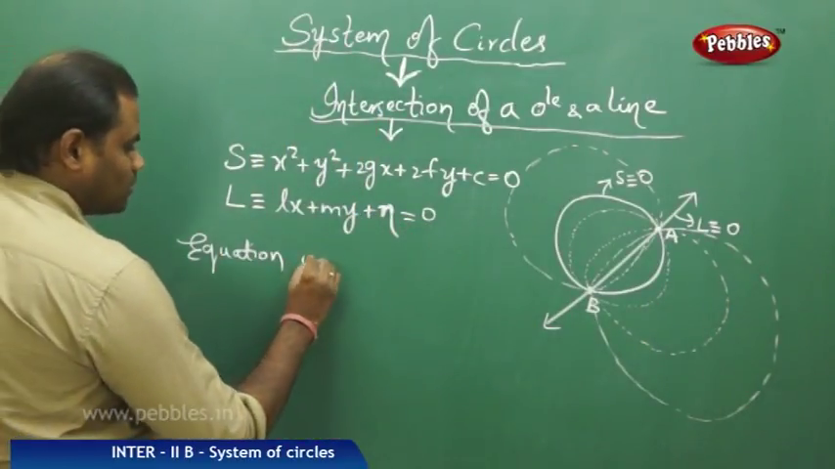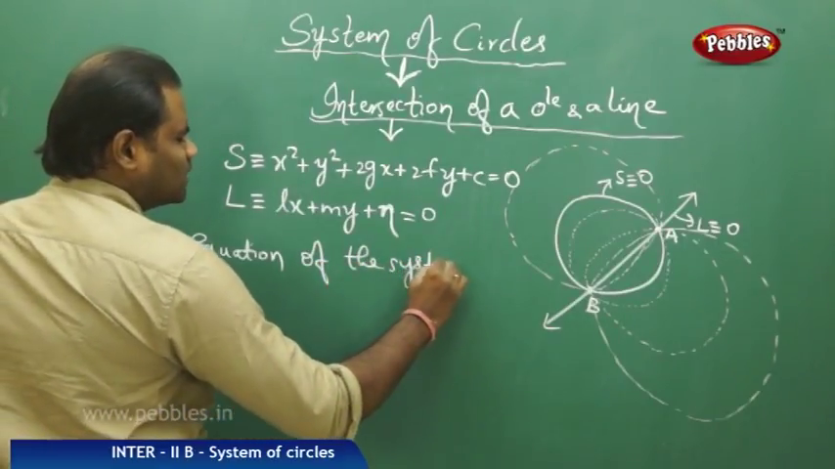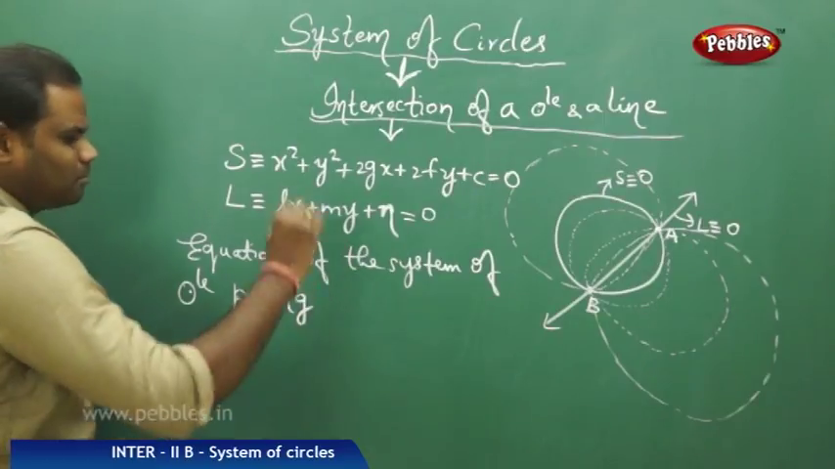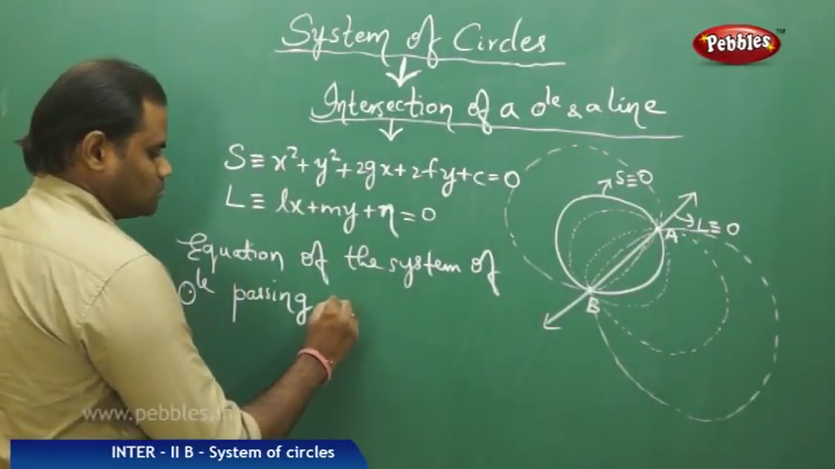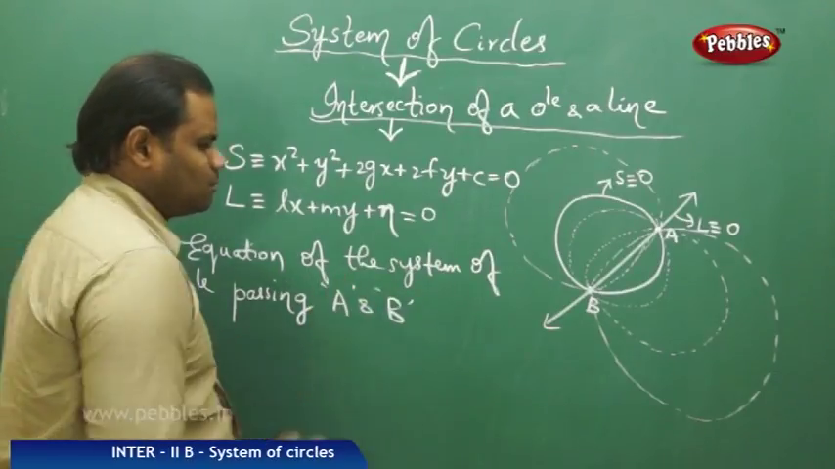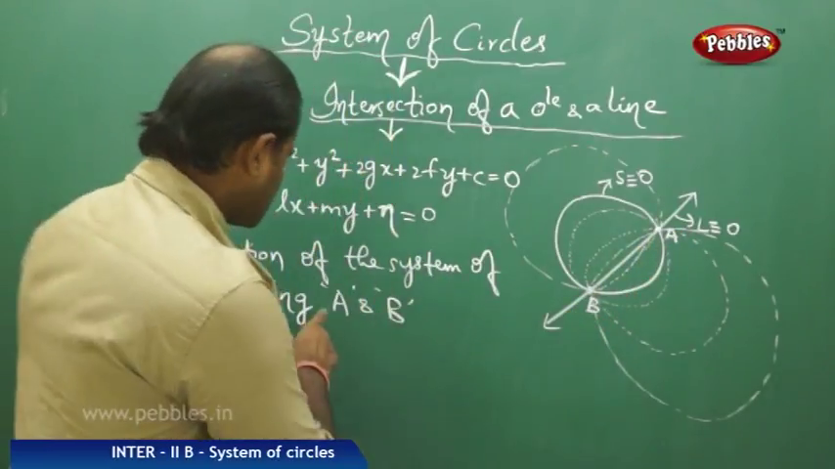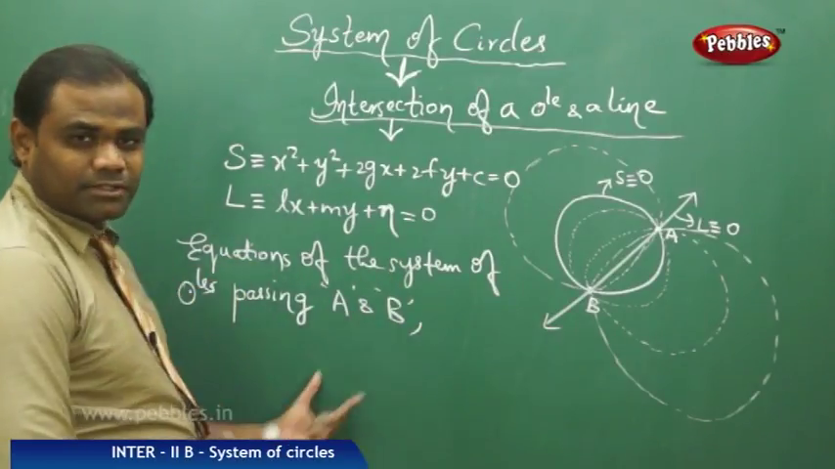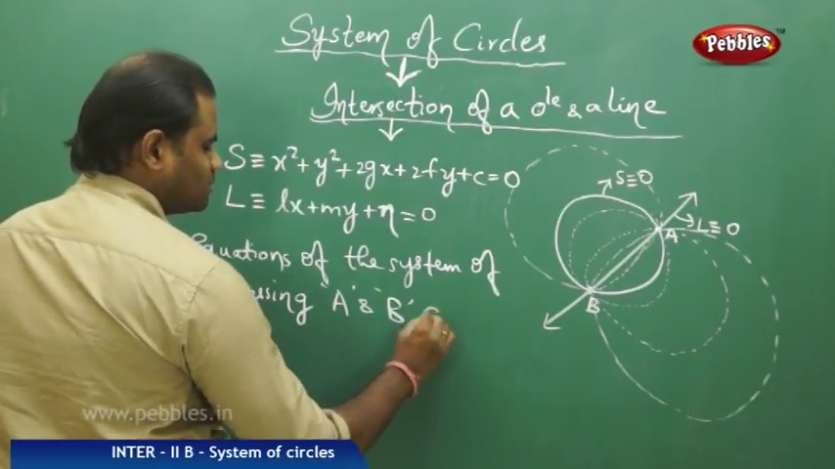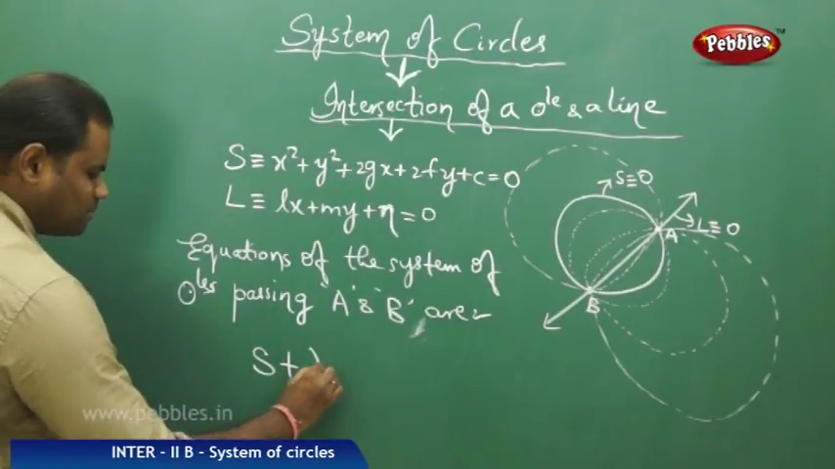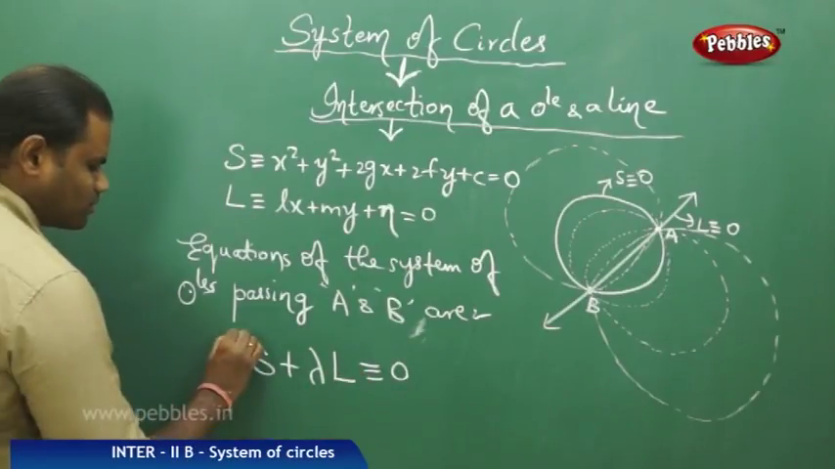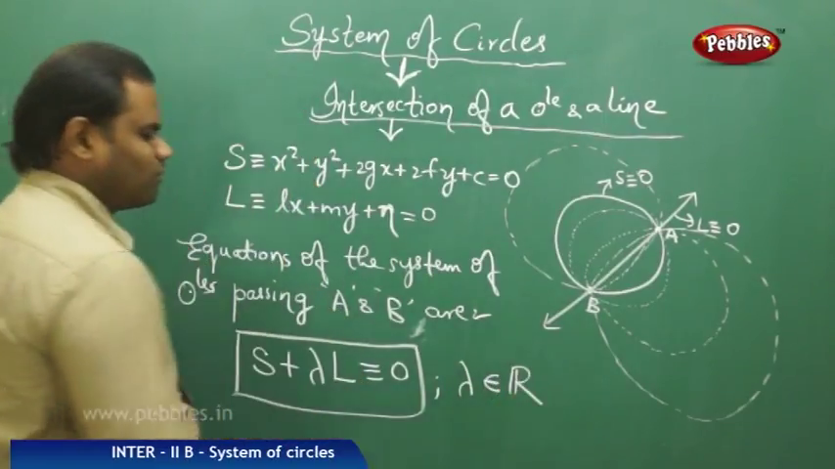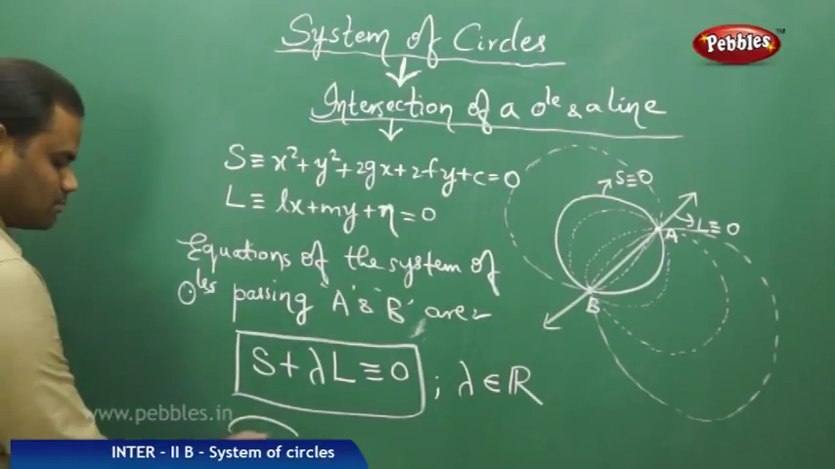Therefore, equation of the system of circles passing through A and B, that is the points of intersection of the line and the circle, is given by S plus lambda L equals 0, where lambda belongs to the set of all real numbers, is how we understand the equation.